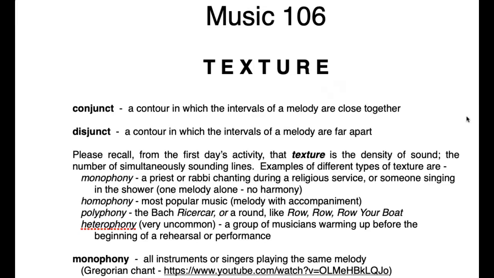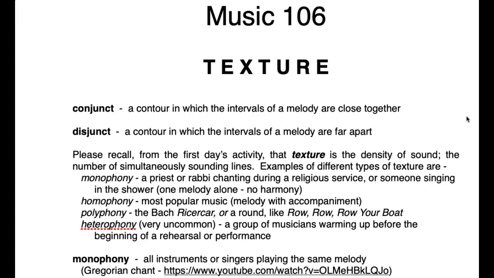A contour where the intervals, distances between the pitches in a melody, are farther apart is what we call a disjunct melodic contour. There's a little bit of disjunct contour in that melody. Having identified those two terms, you should know that most melodies, most melodic lines, most musical themes usually combine elements of conjunct and disjunct contour, but those are the terms we use to refer to that.